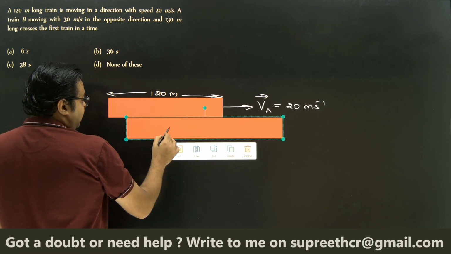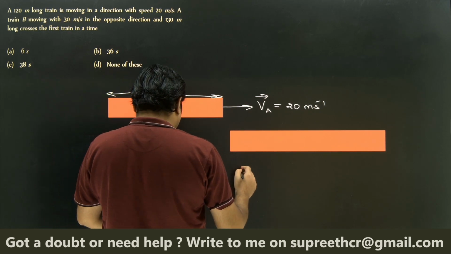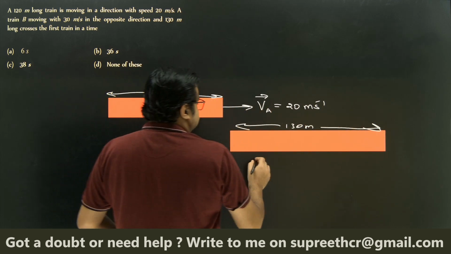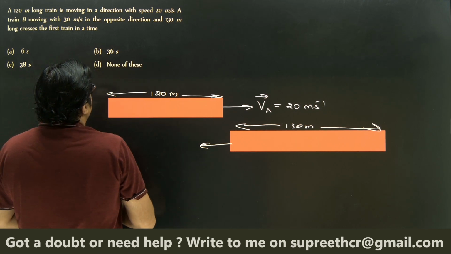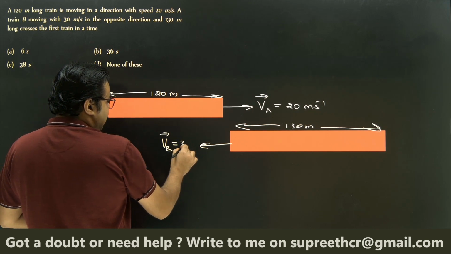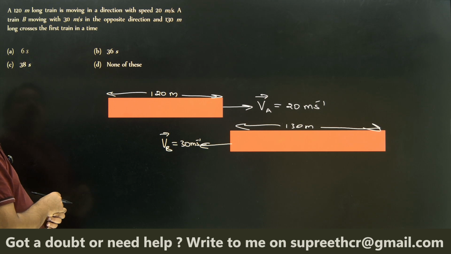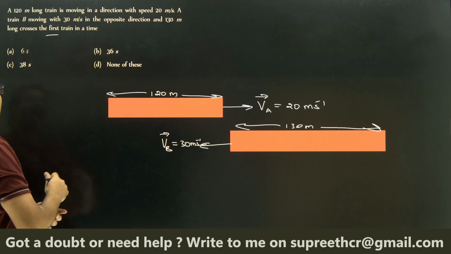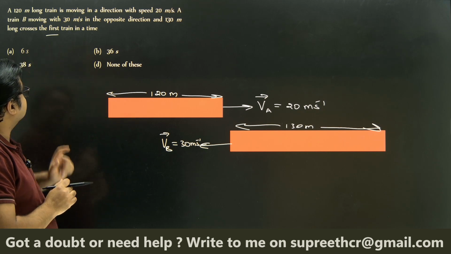So we have another train which is a little longer, and it is here. It is 130-meter long, and it's traveling in the opposite direction with a velocity of 30 meter per second. Let me just call this velocity VB. VB, my dear friends, happens to be 30 meter per second. In what time does the long train cross the shorter train? That's the question.